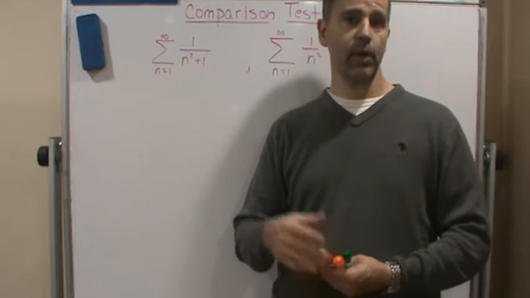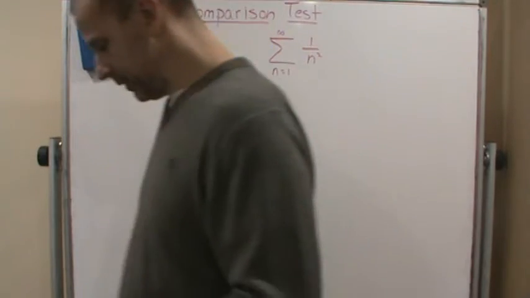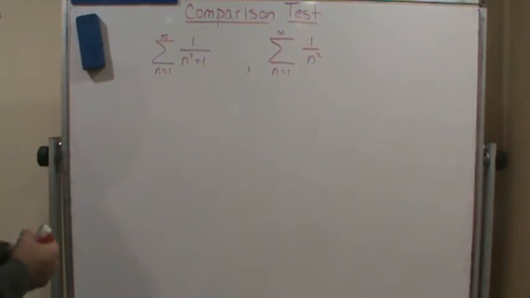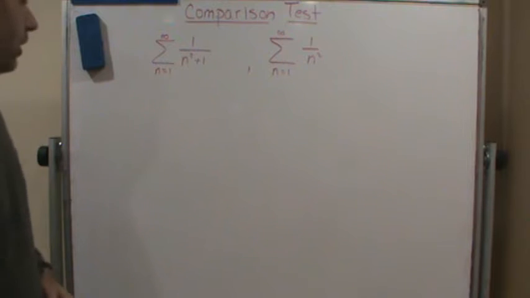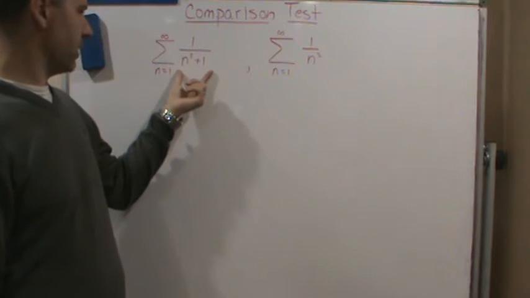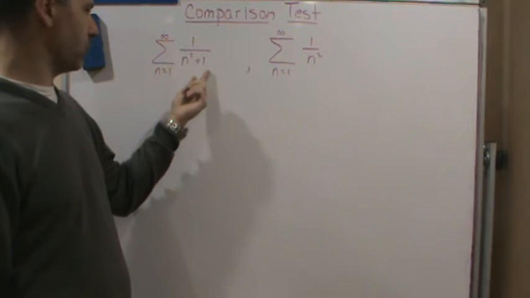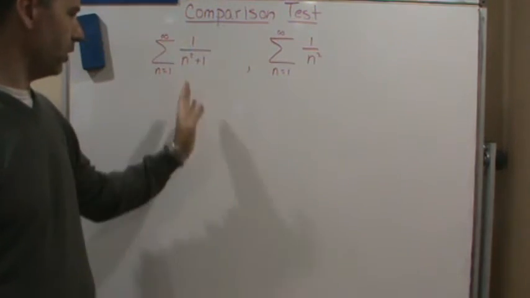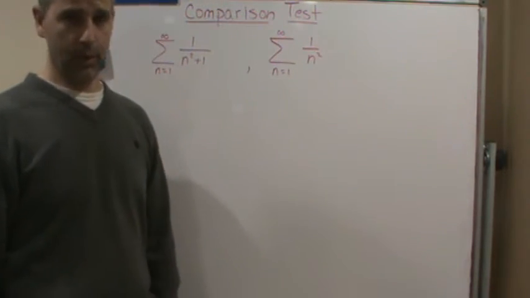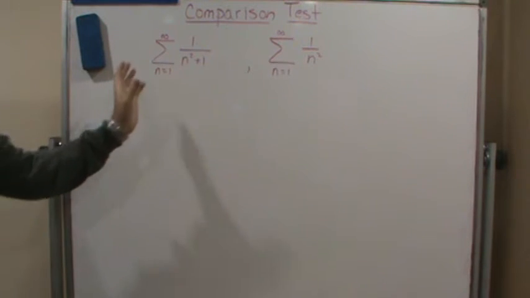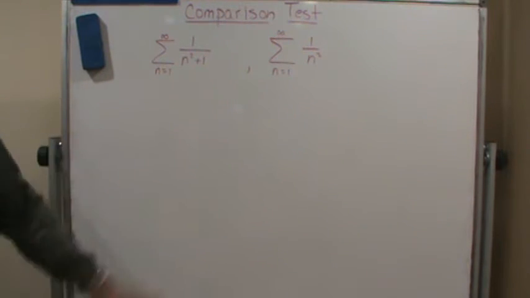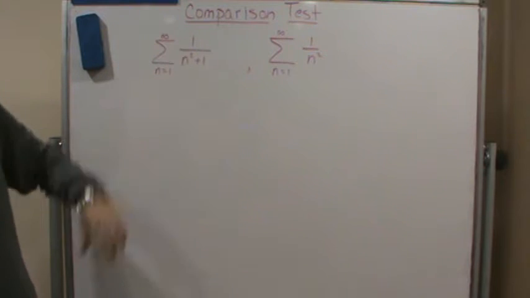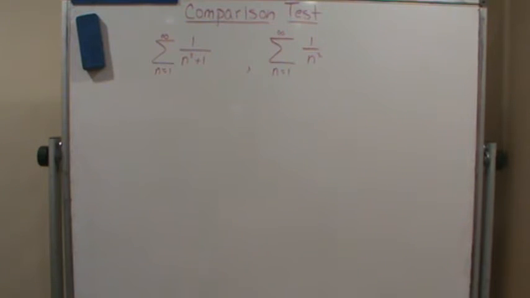To start with, let's take a couple of series. The two series are very similar to each other. We've got this series, which has the nth term 1 over n squared plus 1, and this is 1 over n squared. They look very similar to each other. So how do we determine whether this here converges or diverges? Let's see how this goes.